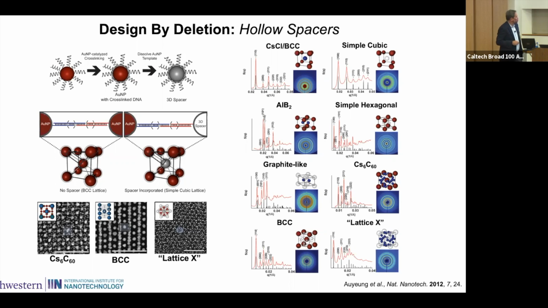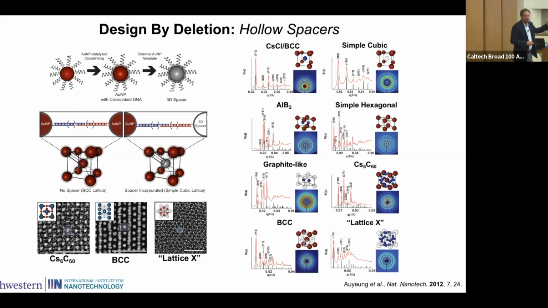And so here's the thought experiment. If I have a BCC or cesium chloride type lattice, that's the AB structure, and I replace one of these gold particles with a hollow spacer, this goes from BCC or cesium chloride to simple cubic. Well, here it is. This is with gold. This is cesium chloride BCC. This is with the hollow spacer, simple cubic. Remember, the hollow spacer is silent to the X-rays. So we're able to transform, at least from an inorganic standpoint, that lattice.